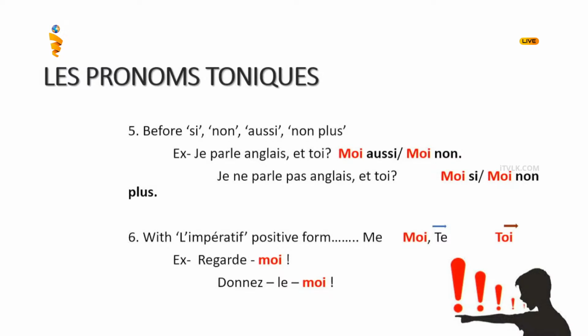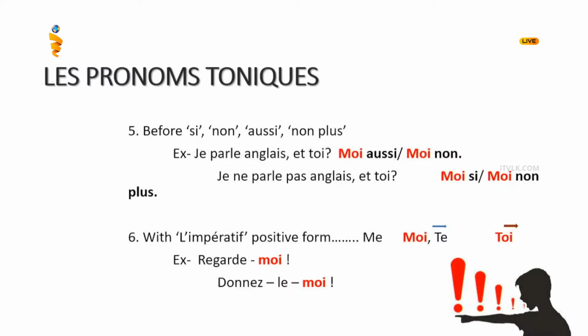If someone asks you a question like this, je parle anglais, et toi? I speak English, and you? Then, if you also speak English, you have to say moi aussi. Look at the answer. Moi aussi. You have to use the pronoun tonic to answer that. If you want to give a positive answer to this question, you have to say moi aussi. If you are going to give a negative answer, you have to say moi non.